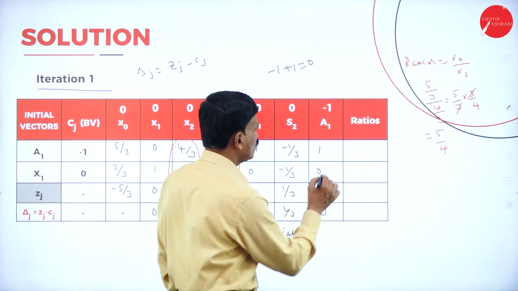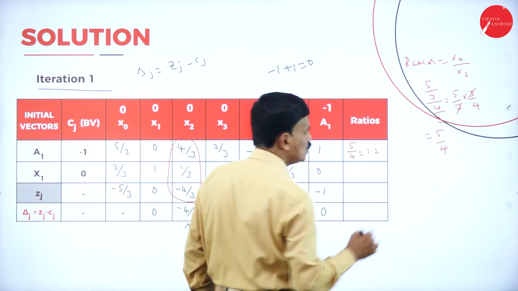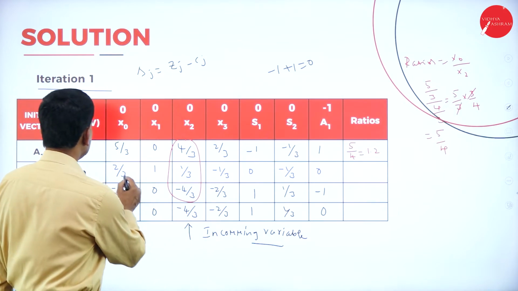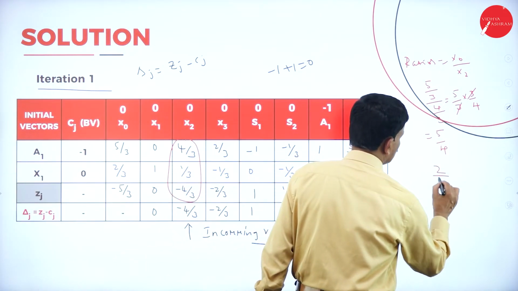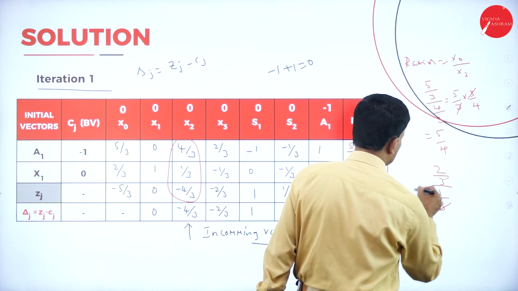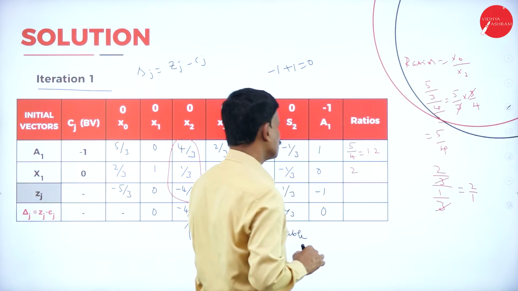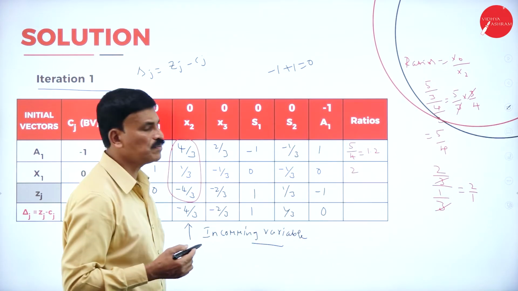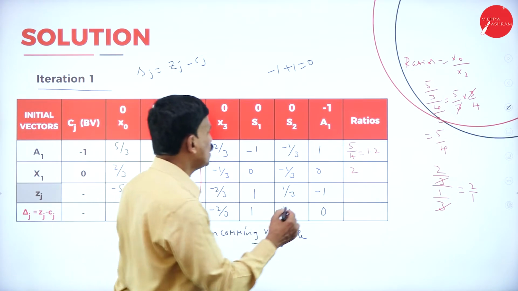So I'll write 5 by 4 here. 5 by 4 is also equal to 1.2. Now similarly, x0 is 2 by 3 divided by 1 by 3. So 2 by 3 divided by 1 by 3, 3 gets cancelled, 2 by 1 is equal to 2. This is 2. So the ratios are 1.2 and 2. As usual, find out the least positive value. The least positive value is 1.2.